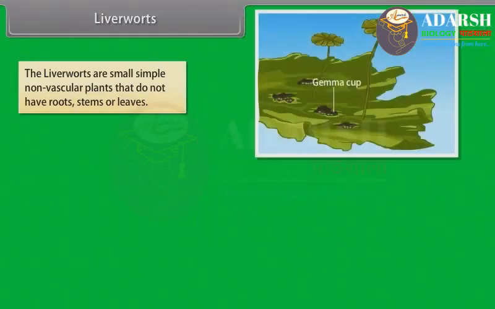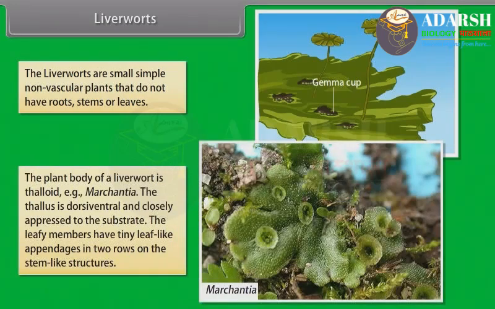The liverworts are small, simple, non-vascular plants that do not have roots, stems, or leaves. The plant body of a liverwort is thalloid, for example, Marchantia. The thallus is dorsiventral and closely pressed to the substrate. The leafy members have tiny leaf-like appendages in 2 rows on the stem-like structures.